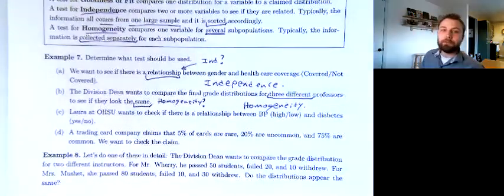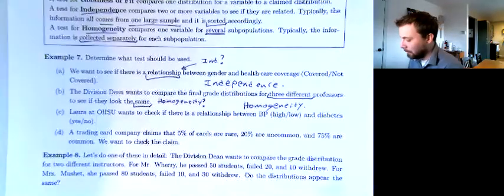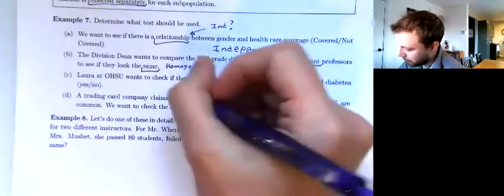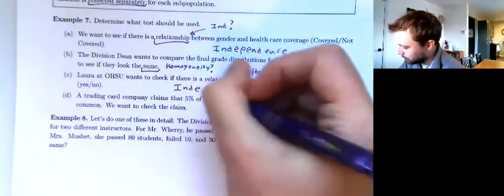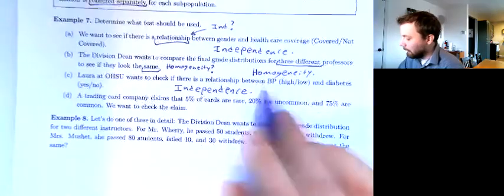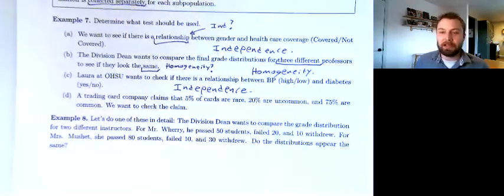So there are kind of 2 things to cue you into what's going on. First off, if I'm testing for sameness, that's homogeneity. If I'm testing for a relationship, that's independence. But it's also how the data is collected. Laura at OHSU wants to check if there's a relationship. This is going to be independence. A test for independence. And blood pressure and having diabetes, I can ask them both questions at the same time. I'm getting all that information at once.